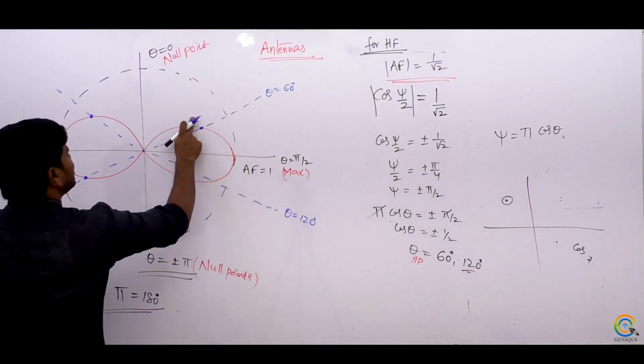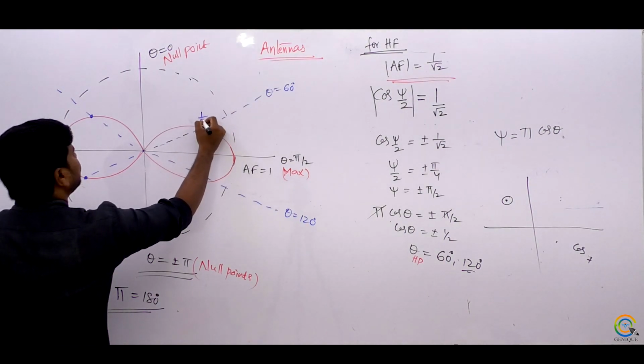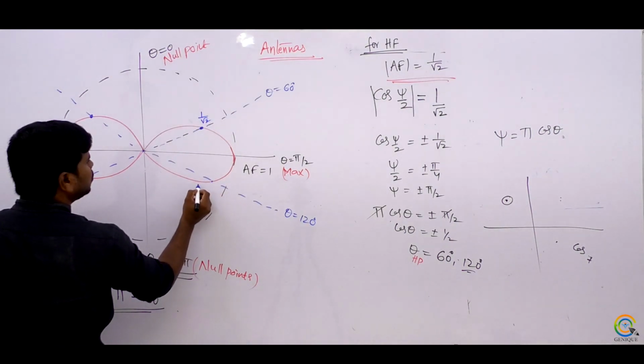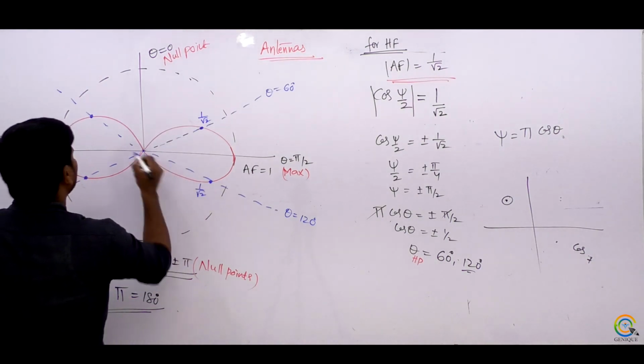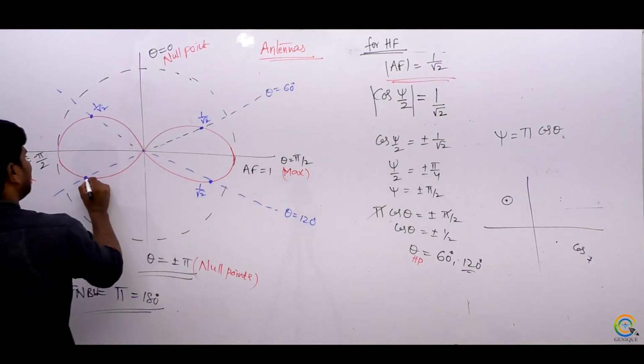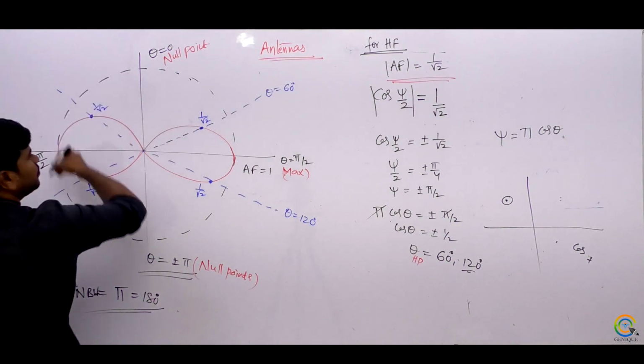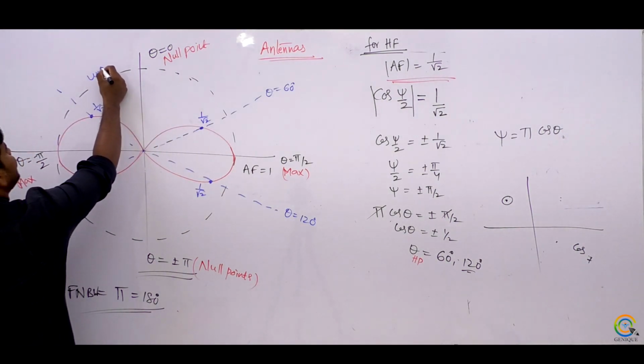Theta HPBW. So here you will get 1 by root 2. Here it is 1 by root 2, because this maximum value is 1, the unit circle. This is the unit circle.